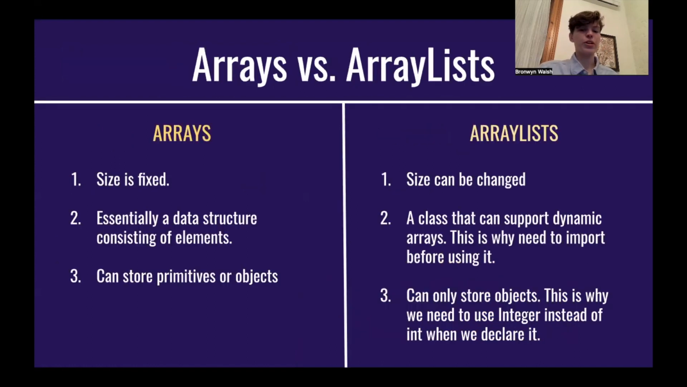So just to review, here are the differences between arrays and ArrayLists. In arrays, the size is fixed, whereas in ArrayLists, the size can be changed. Arrays are essentially a data structure consisting of elements, whereas ArrayList is a whole class that can support dynamic arrays. This is why we need to import it before using it. Arrays can store primitives or objects, whereas ArrayLists can only store objects. This is why we need to use Integer instead of int when we declare it.